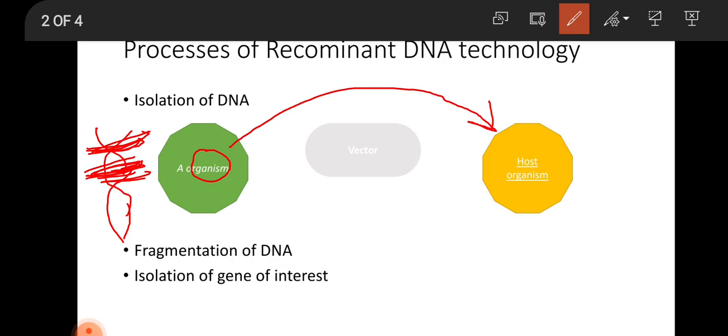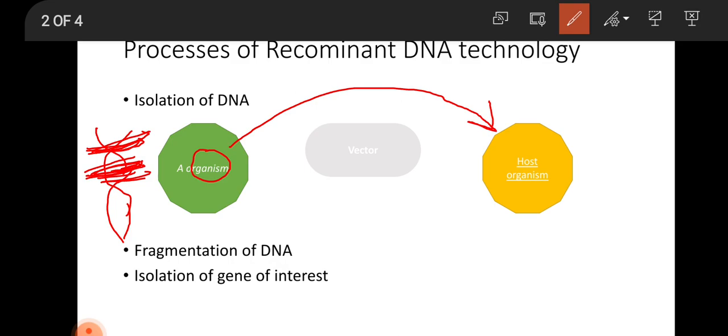First of all, we will isolate the DNA from the cell. We can isolate this DNA with the help of some enzymes. If we want to take this DNA from the bacterial cell, we will use lysozyme. If we want to digest the RNA, we will use RNase. If we want to digest the cellulose of the plant cell wall, then we will use cellulase.